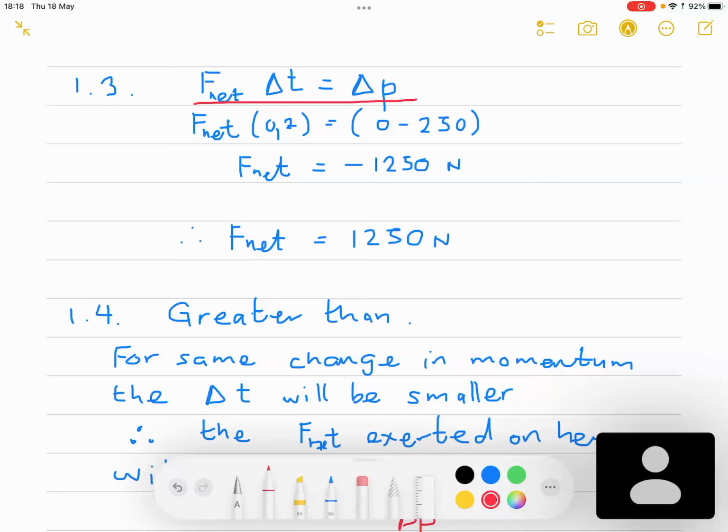So whenever you're doing these problems, you choose one direction to be positive, whichever one you want. And then you substitute those values into your equation. If you get a positive answer, then it means the direction is the same as the direction that you chose. If you get a negative answer, it means it's in the opposite direction to what you chose as positive. So yes, you can choose whichever direction you want. Okay, you're welcome.